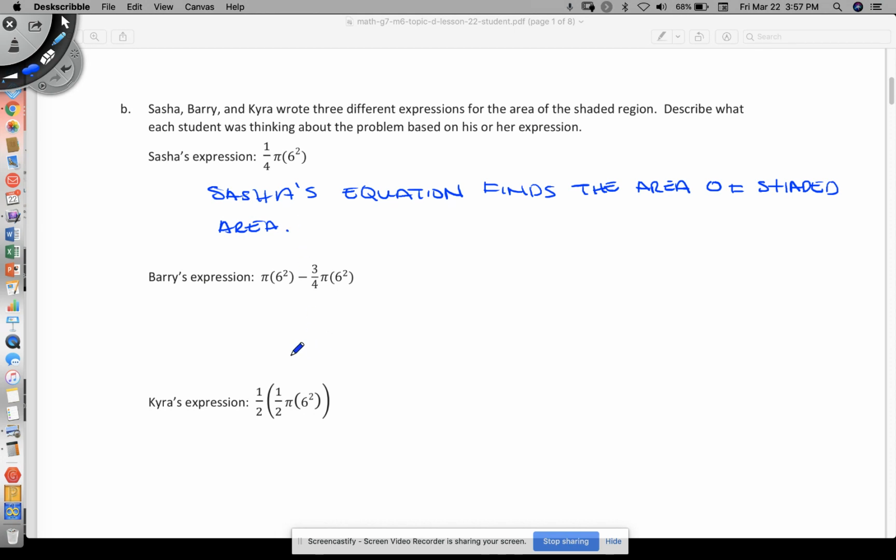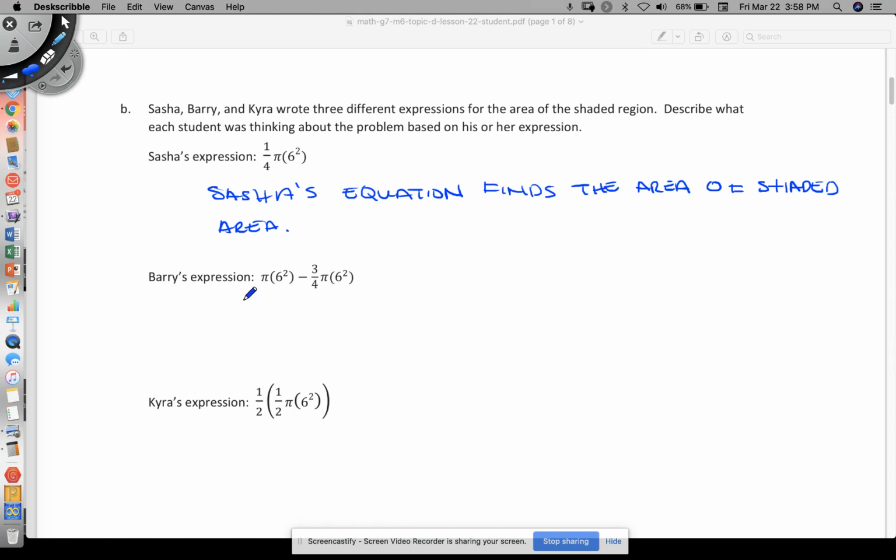Now, what did Barry do? Barry has pi times the radius squared minus 3/4 pi times the radius squared. So since they're doing pi times the radius here, but then 3/4, 3/4 is what they're not finding the area of, which would leave you with 1/4 remaining, okay?